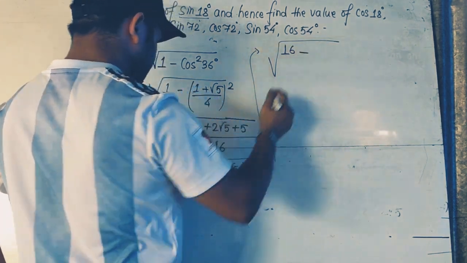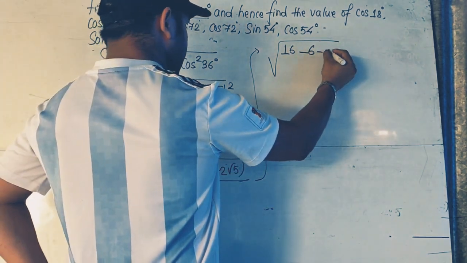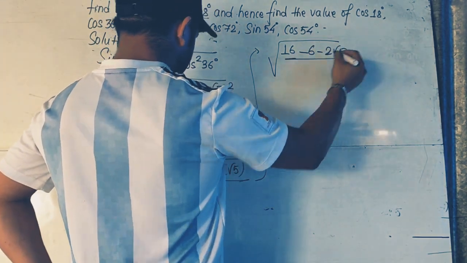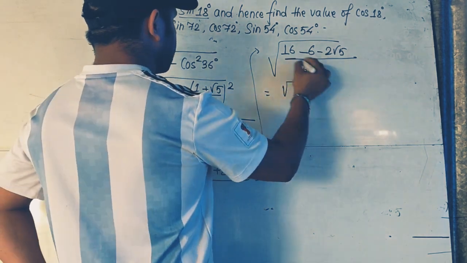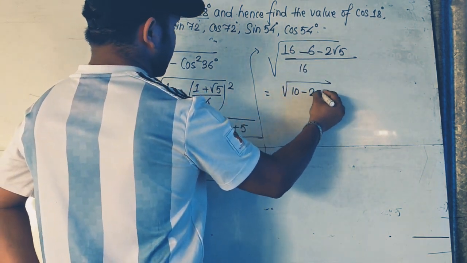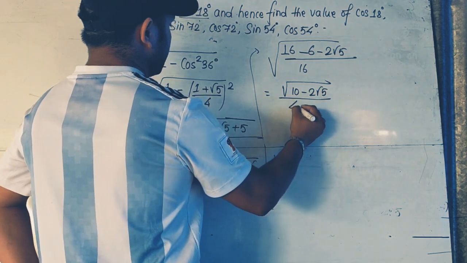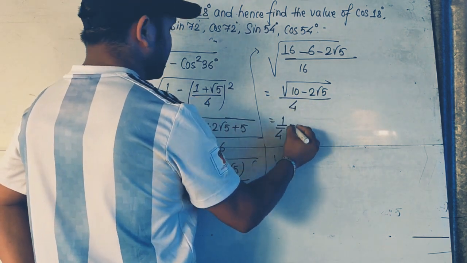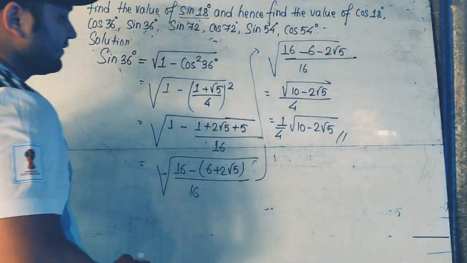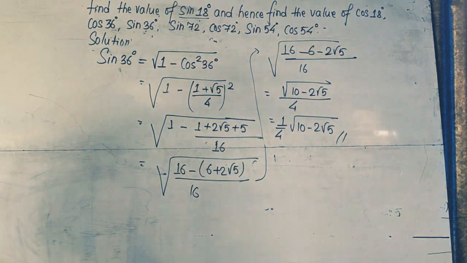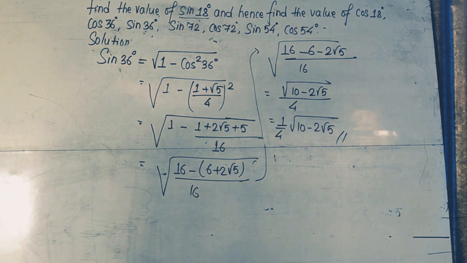16 minus 6 minus 2 root under 5 divided by, you will have here 16 in the denominator. Which can further be written as 16 minus 6 gives you 10 minus 2 root 5 divided by 4. So this is the value of sin 36. So we got the value of sin 36 degree as well, the value of sin 36 being root under 10 minus 2 root 5 over 4.